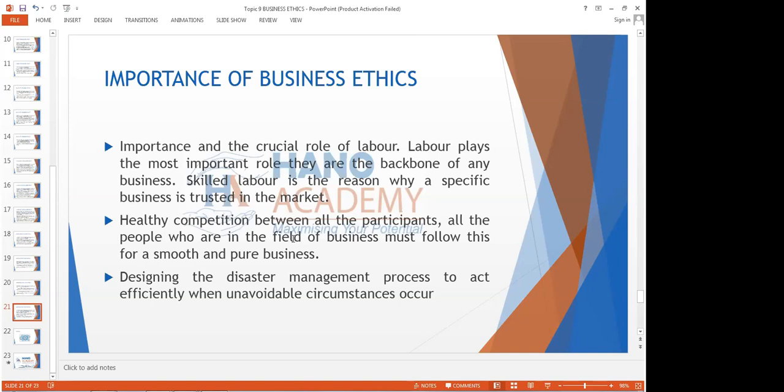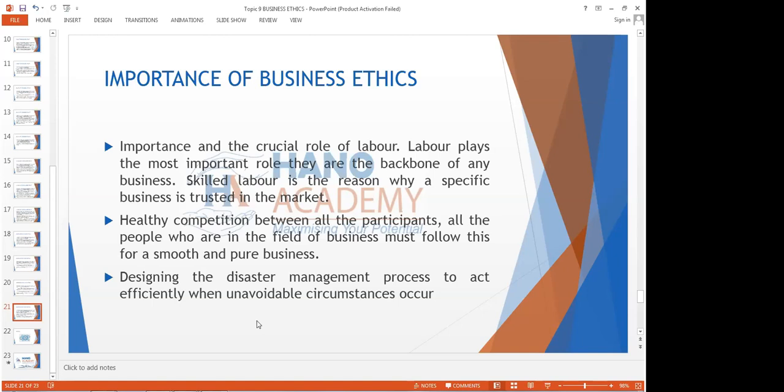You can also design the disaster management process to act efficiently when unavoidable circumstances occur. So the business ethics is also important because it helps us to design the disaster management process for the purpose of acting efficiently when the unavoidable circumstances take place.